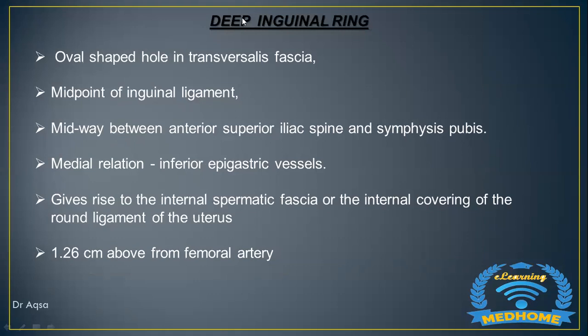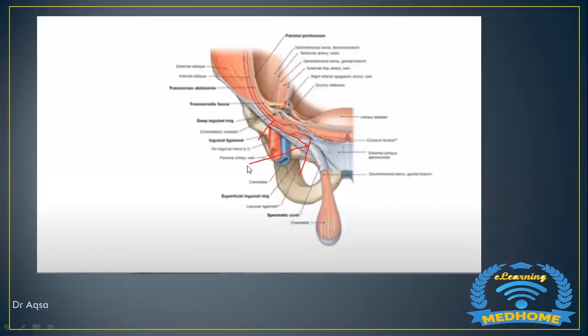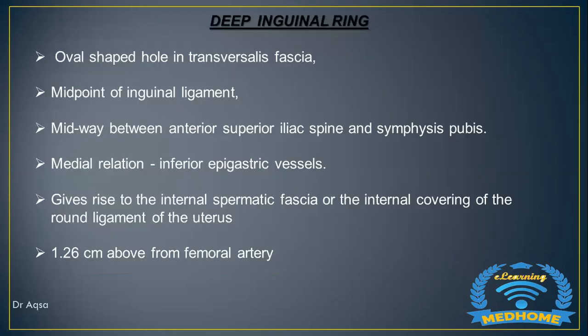In the relations of the deep inguinal ring, in the medial relation, it has the inferior epigastric vessels. Now, if you look here with me, the inferior epigastric vessels are there. Inferiorly, the vessels are going down here. This side is the medial relationship of the deep inguinal ring. These vessels form the medial relationship.